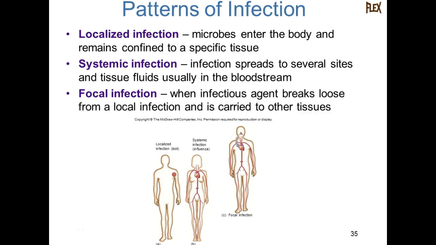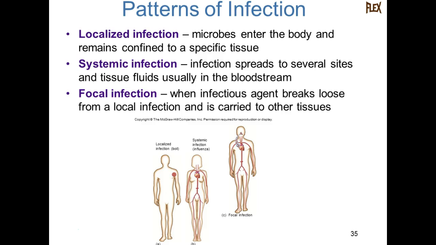Patterns of infection, we can see an infection being localized. The microbes enter the body and they remain confined to a specific tissue. For example, we could see a carbuncle or a boil on the skin and it remains localized. When the infection spreads to several sites and tissue fluids, usually in the bloodstream, we see a systemic infection. We can also see a focal infection, and this is when an infectious agent breaks loose from a local infection and gets carried to other tissues.